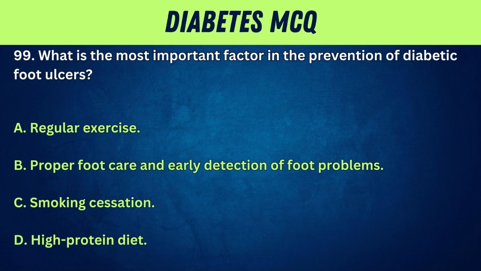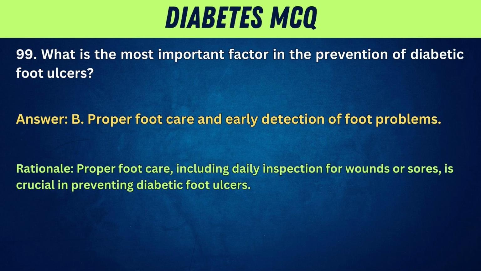99. What is the most important factor in the prevention of diabetic foot ulcers? A. Regular exercise. B. Proper foot care and early detection of foot problems. C. Smoking cessation. D. High-protein diet. Answer: B. Proper foot care and early detection of foot problems. Rationale: proper foot care, including daily inspection for wounds or sores, is crucial in preventing diabetic foot ulcers.